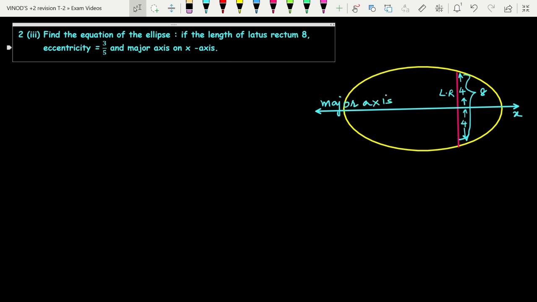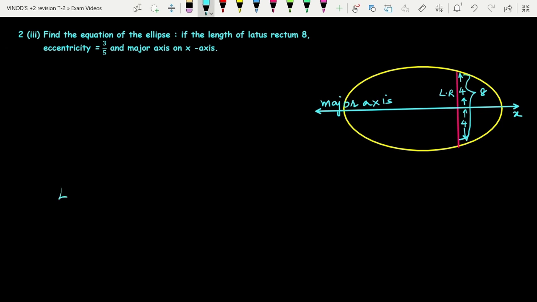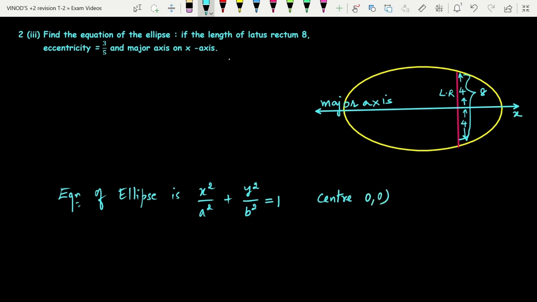So the equation of a horizontal ellipse is x square by a square plus y square by b square is equal to 1, a horizontal ellipse with center at the origin (0, 0). Remember that the center is (0, 0). What is given?